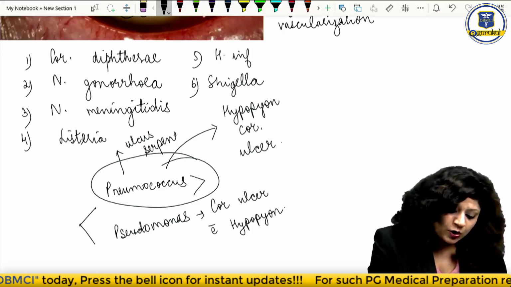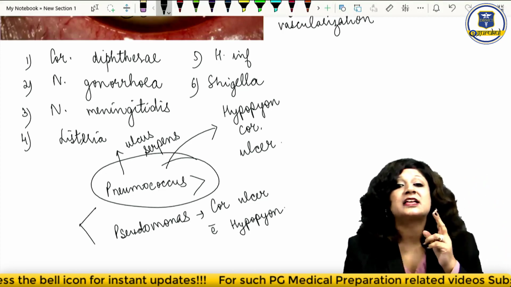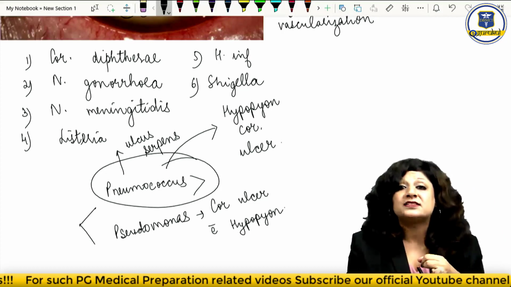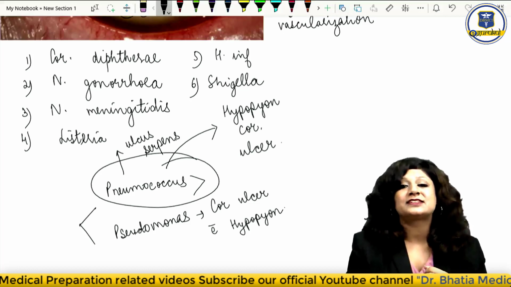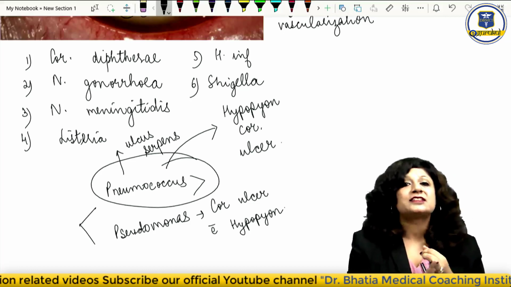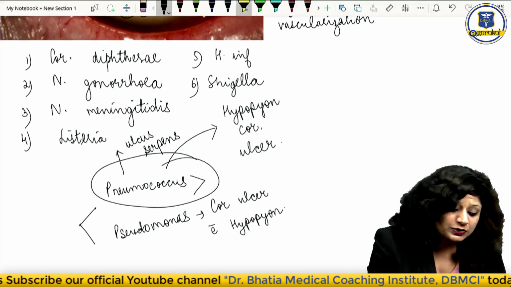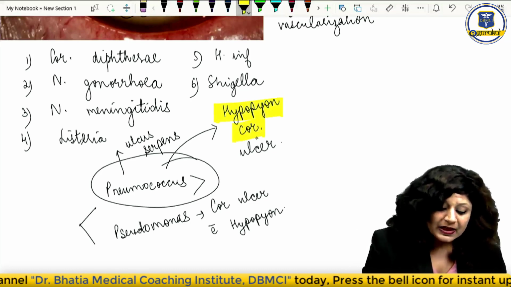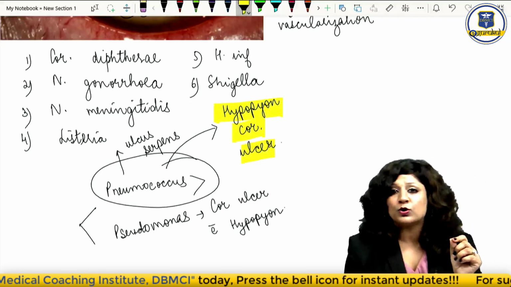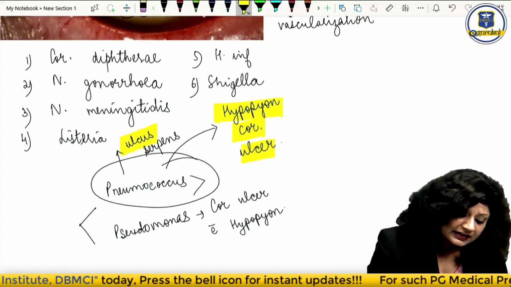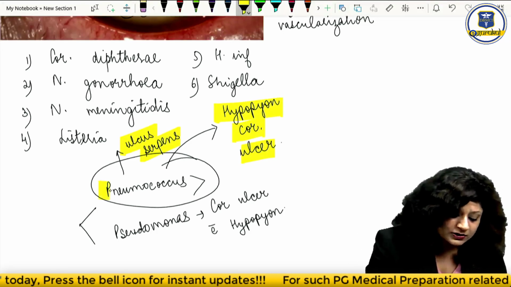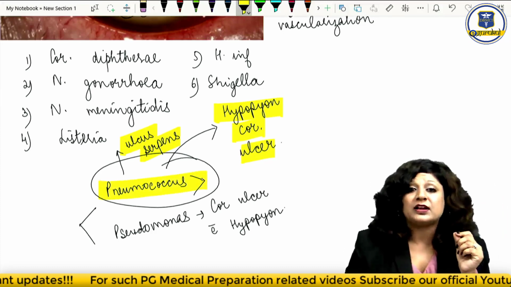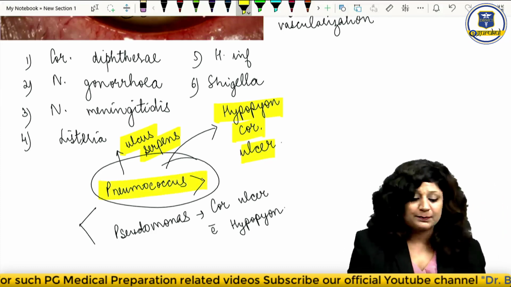It is also called Ulcus serpens. Ulcus means ulcer. Serpens means snake-like. So if you are using two important words, when I am saying hypopyon corneal ulcer, that means I am talking about pneumococcus. When I am talking about the Ulcus serpens, that means also that I am talking about the pneumococcus. Now, what are the two important features of the hypopyons?